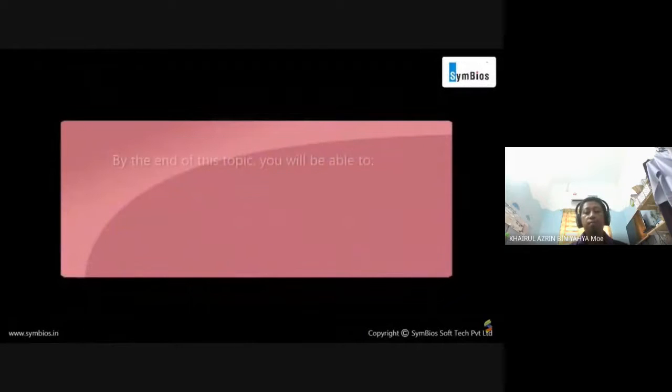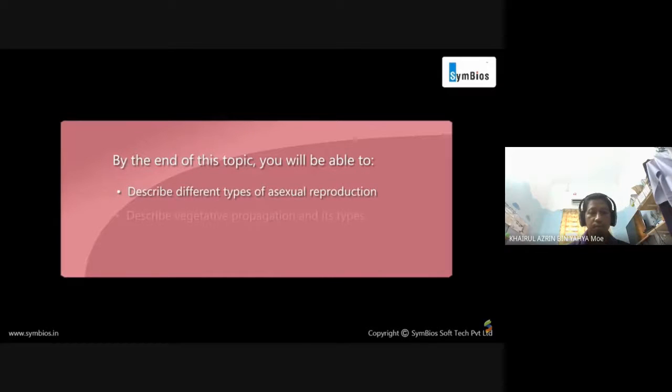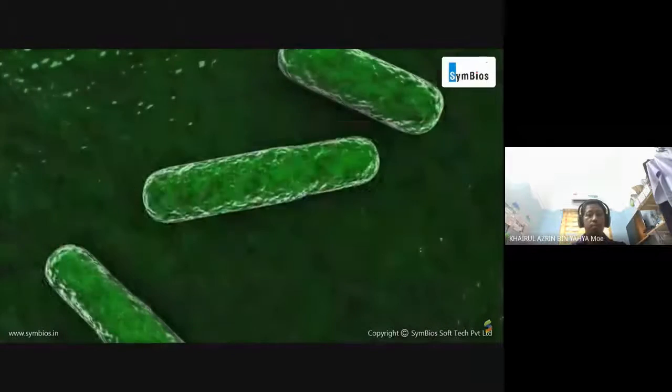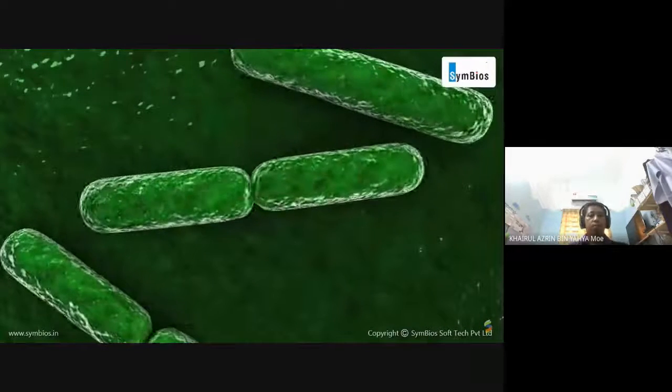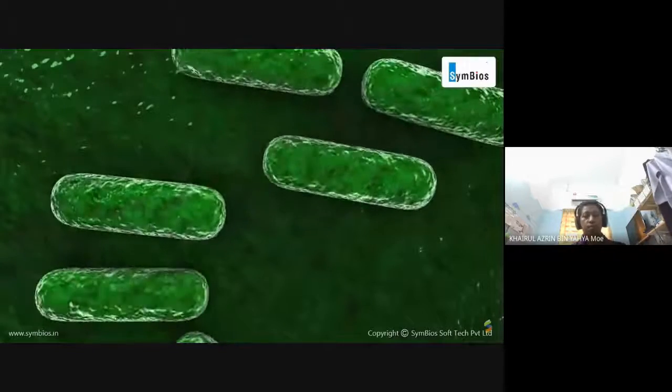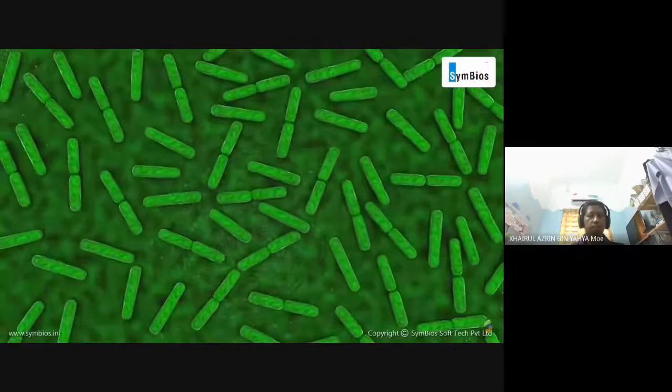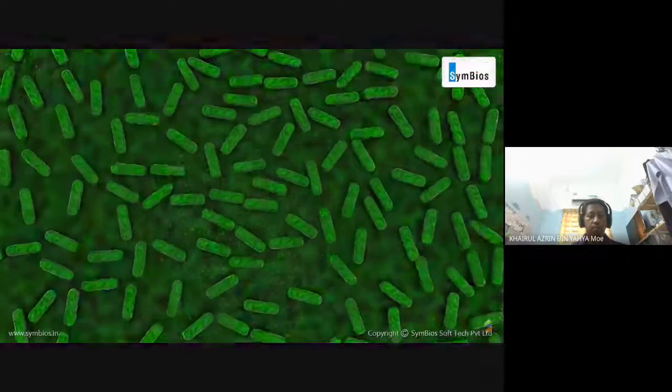By the end of this topic, you will be able to describe different types of asexual reproduction, describe vegetative propagation and its types, describe different methods of artificial propagation. Asexual reproduction is a form of reproduction that involves the production of a new organism by a single parent.